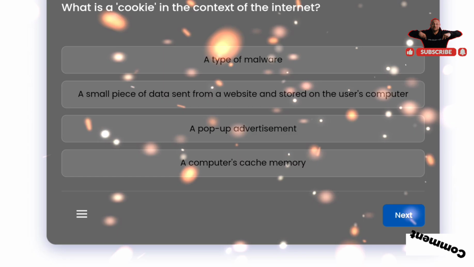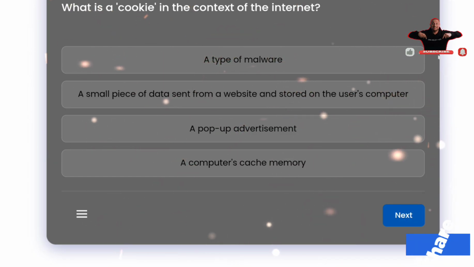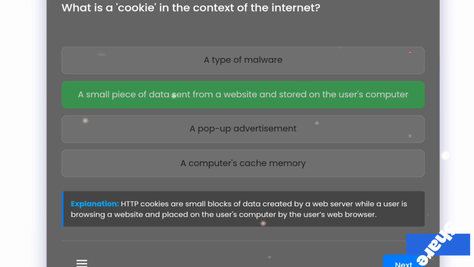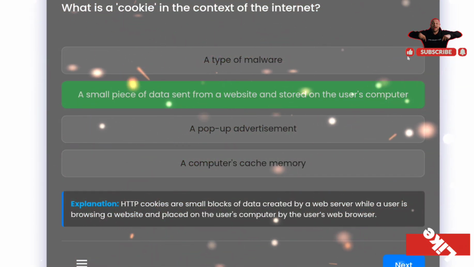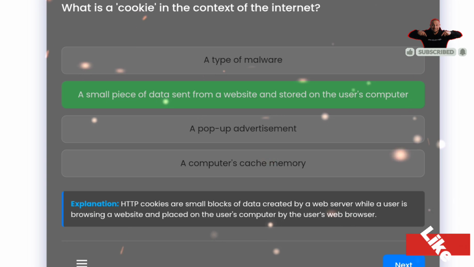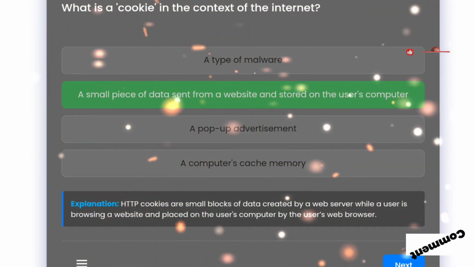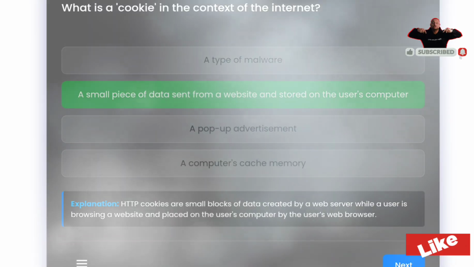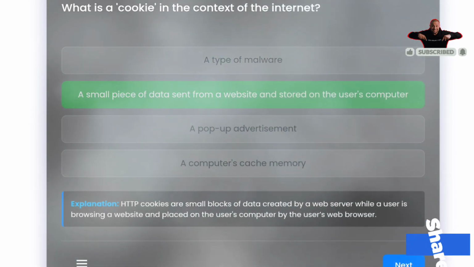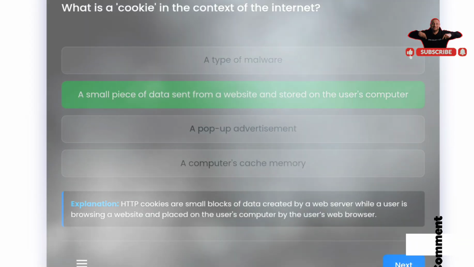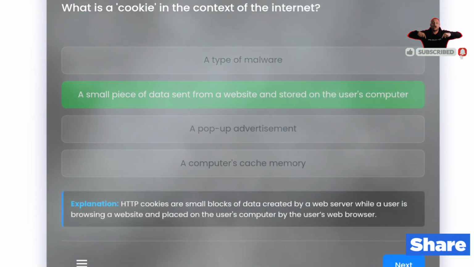What is a cookie in the context of the internet? इसका मतलब क्या होता है? Small piece of data sent from a website and stored on the user's computer. That means HTTP cookies are small blocks of data created by a web server while a user is browsing a website and placed on the user's computer by the user's web browser. Okay.